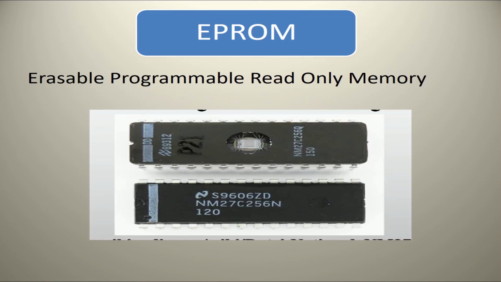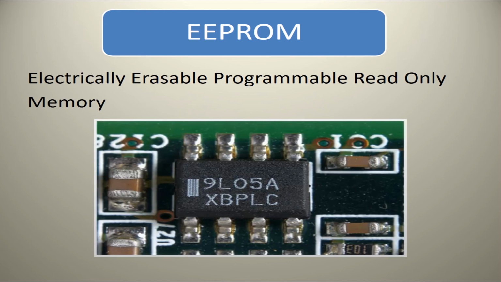Next is EPROM, short for Erasable Programmable Read-Only Memory. Here it is possible to erase the data which has been previously stored on an EPROM and write new data onto the chip. Ultraviolet light is used to erase the data and make it possible to reprogram the memory. And the last is EEPROM, Electrically Erasable Programmable Read-Only Memory. In this, the data can be erased by exposing it to an electrical charge. It keeps the data even when the power is off.